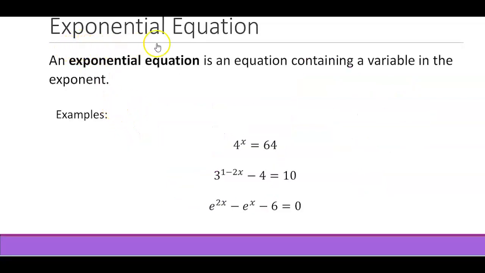Now let's go ahead and talk about exponential equations. An exponential equation is an equation containing a variable in the exponent. So here are some examples. Something as simple as 4 to the x equals 64 is an exponential equation. We can also have 3 to the quantity 1 minus 2x minus 4 equals 10, or e to the 2x minus e to the x minus 6 equals 0. So in this last one, I have two different exponential terms with an x in the exponent.